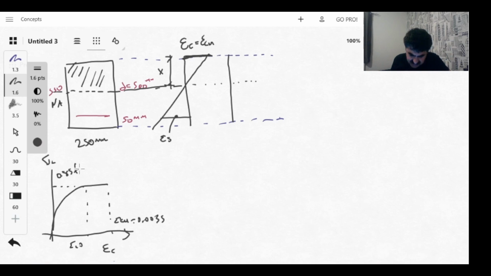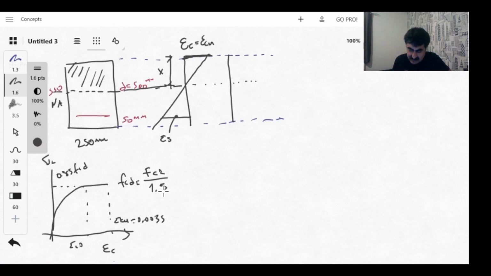0.85 fcd, design stress. So what is fcd? fcd is equal to fck, the characteristic stress in concrete, divided by safety factors. Safety factor for concrete is 1.5 and for steel is 1.15. Safety factors are also associated with the uncertainties. Uncertainty in concrete is high and the safety factor in concrete is high.